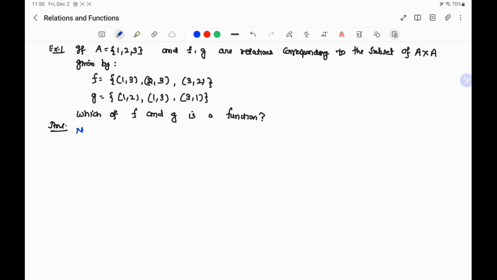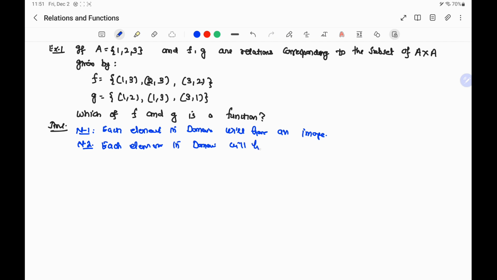For a function, we have to remember two important points: that each element in the domain will have an image, and second point is each element in the domain will have a unique image.